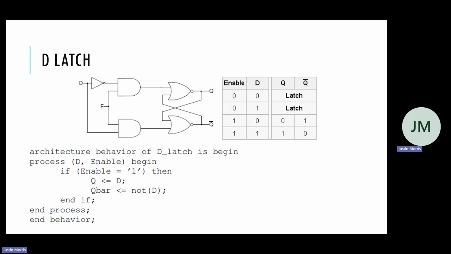And the key thing here is in this sensitivity list, we have D and we have enable. Because when enable is 1, if D changes, where our latch is supposed to be transparent, right? So the outputs Q and Q bar should change. It's not only determined by when enable switches. So we need both of these in the sensitivity list. And then the if statement is just, if it is enabled, we're going to update the Q based on D. If it's not, that's where we're holding the previous value.